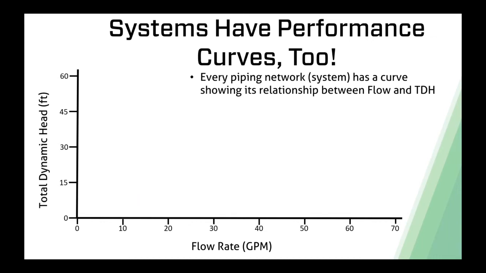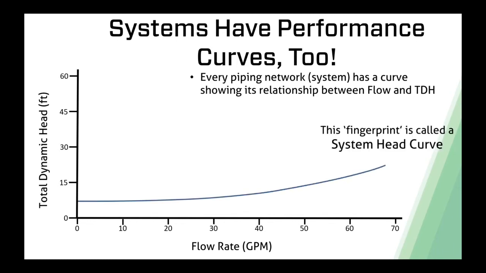What people often don't understand, if you haven't been in this industry very long, is that systems have performance curves too. And again, just as a refresher, when I say system, I'm talking about the piping network. I'm talking about everything that the water flows into and through after it leaves the pump. So that system is all the pipe that you have to buy, all of the fittings, the valves like the check valves and the shutoff valves. So a system also has a performance curve. It looks a little bit different.